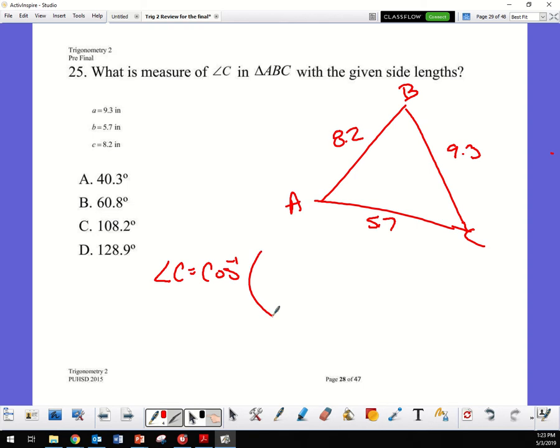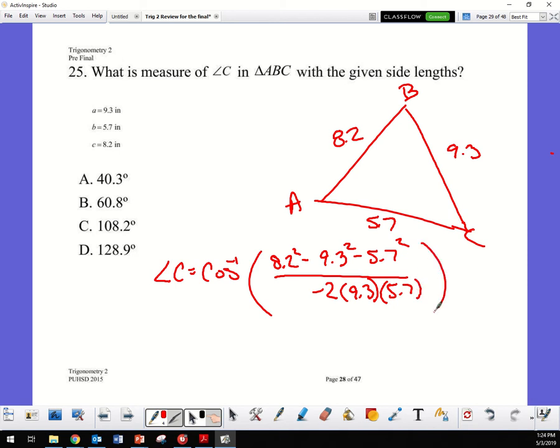Now, do you guys remember the pattern? Yes. What do I have first? If I'm looking for C, it's got to be c first, little c squared. 8.2 squared minus 9.3 squared minus 5.7 squared, all over negative 2 times 9.3 times 5.7. Now, I have to make sure the calculator is in what mode? Degrees, so please make that happen. 60.78, which means 60.8.